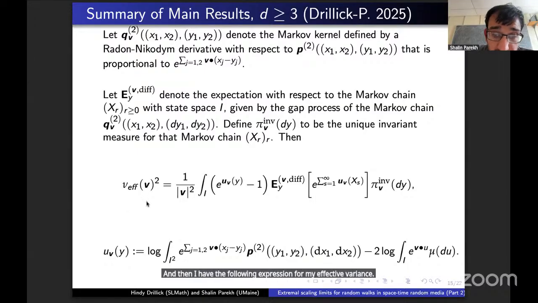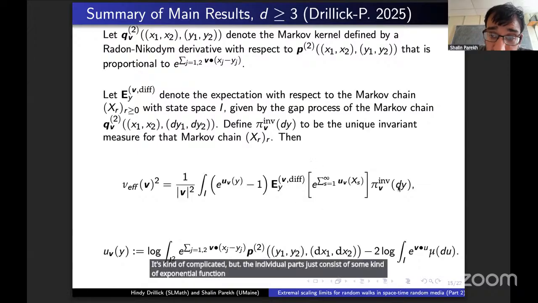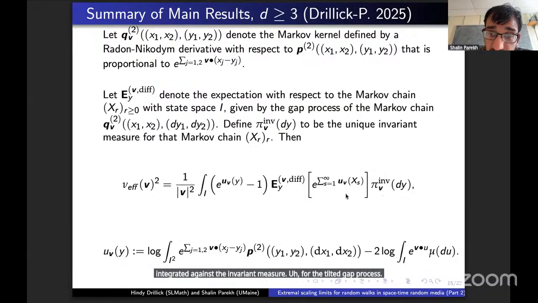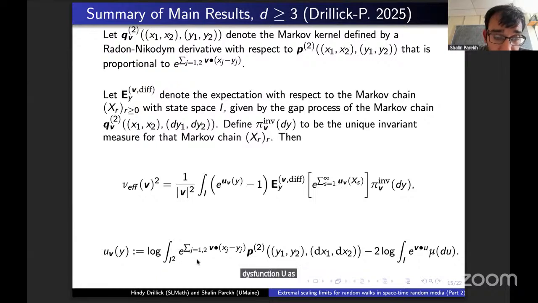And then I have the following expression for my effective variance. It's kind of complicated, but the individual parts just consist of some kind of exponential functional integrated against the invariant measure for the tilted gap process, okay? And this exponential functional, you can explicitly describe this function u as the log moment generating function of the two-point motion minus twice the log moment generating function of the one-point motion, okay?